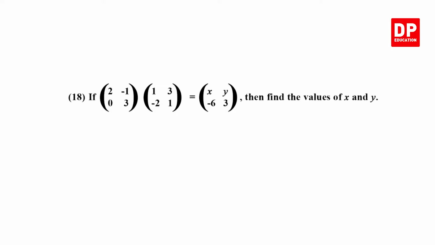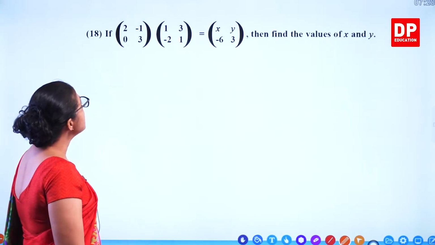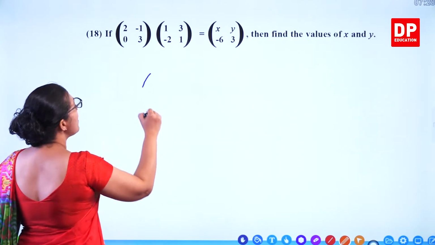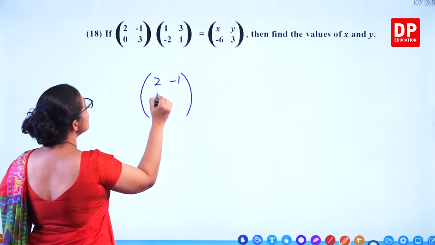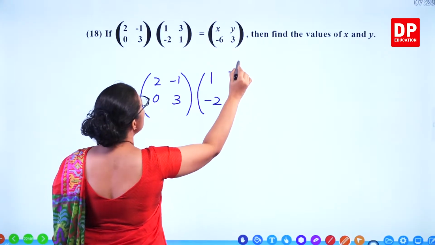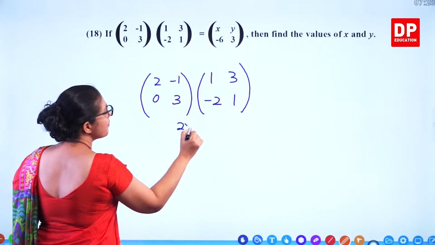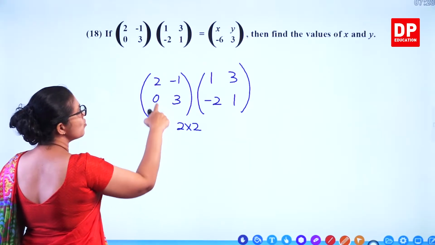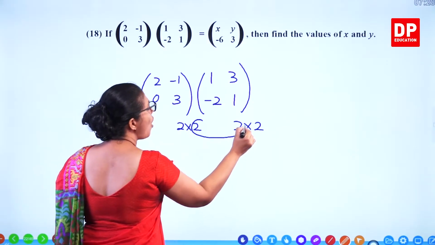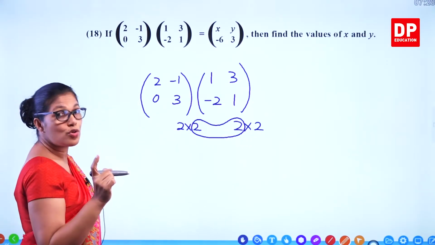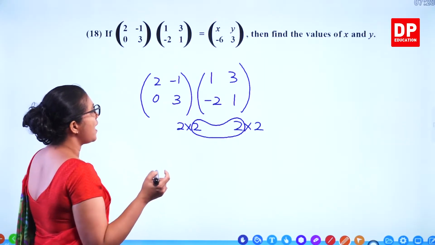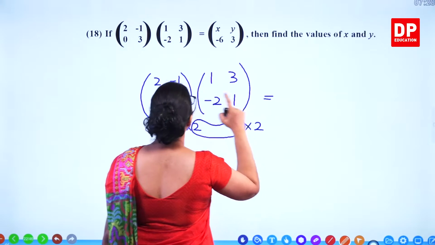Question number 18. This is about matrix multiplication. So find the values of x and y. So how do you multiply? First you need to check whether you can multiply. So what's the rule when you multiply two matrices? The size is 2 by 2, 2 rows and 2 columns. Here also 2 by 2. The number of columns in the first one should be equal to the number of rows in the second one. Then you can multiply.